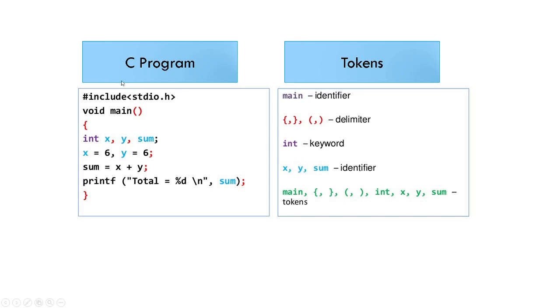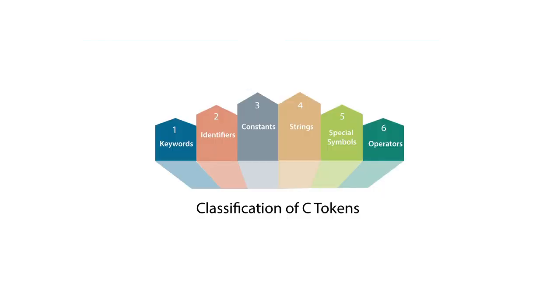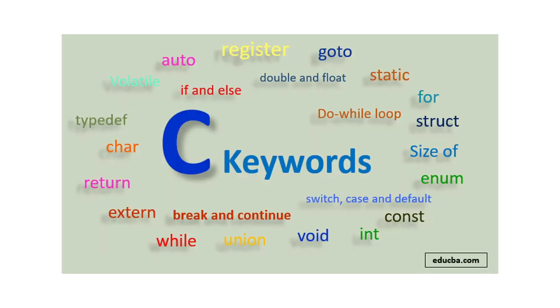Now you might be wondering why identifier is written here, why keyword is written here. This is because there are six types of tokens in C language. These are the six types of tokens in C language: keywords, identifiers, constants, strings, special symbols, and operators. We'll look at each one of them in the upcoming slides. We will first start with C keywords.